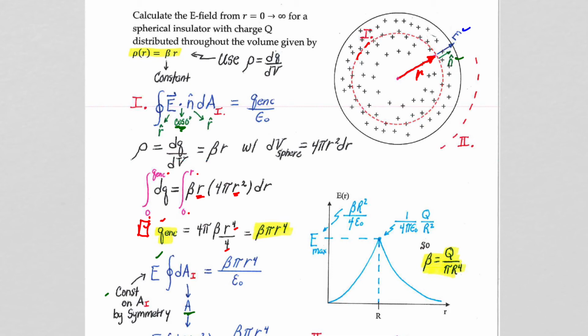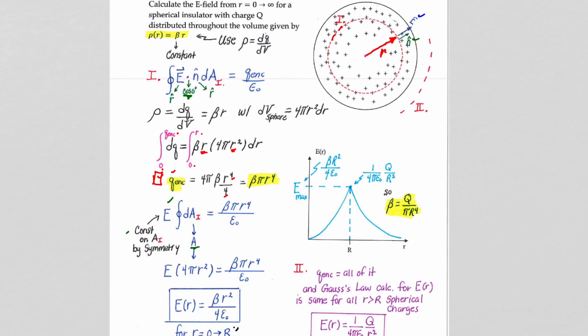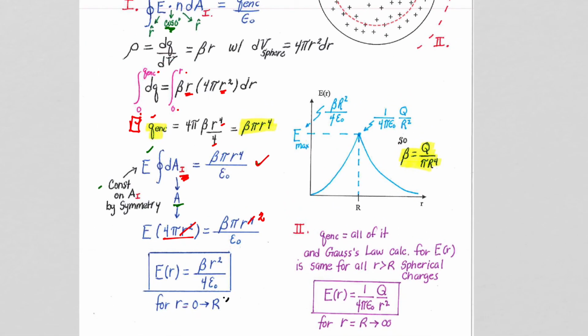Really the Q enclosed, to me, is the difficult part of handling this problem. We get our beta pi r to the 4th on epsilon naught here. The integral of dA is A, 4 pi r squared. Remember, this is our Gaussian surface. That's our Gaussian surface. We lose an r squared. The 4 becomes a 2. So now we get the electric field is beta little r squared on 4 epsilon naught, and that's why we get our quadratic increase in the electric field.